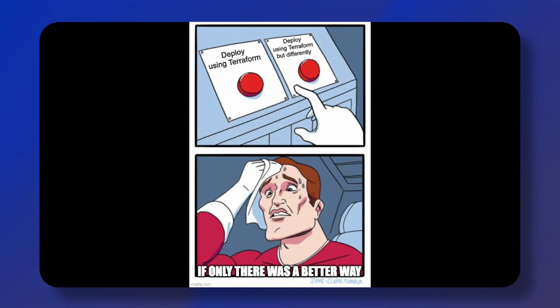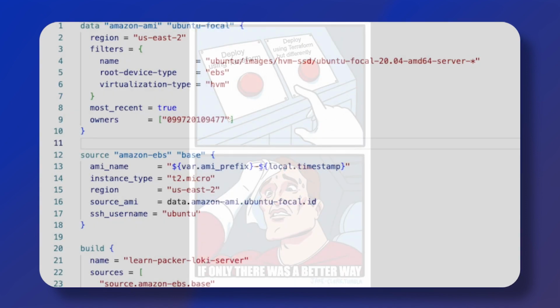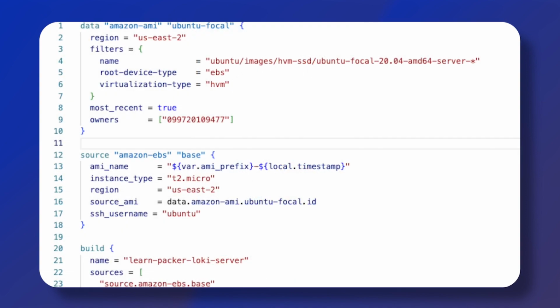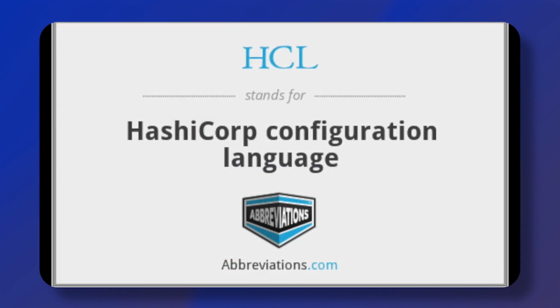How do you tell Terraform what to build? How do you command your legion of Lego builders? Well, I already said the answer was HCL before, but let me explain what that actually means. HCL stands for HashiCorp Configuration Language.